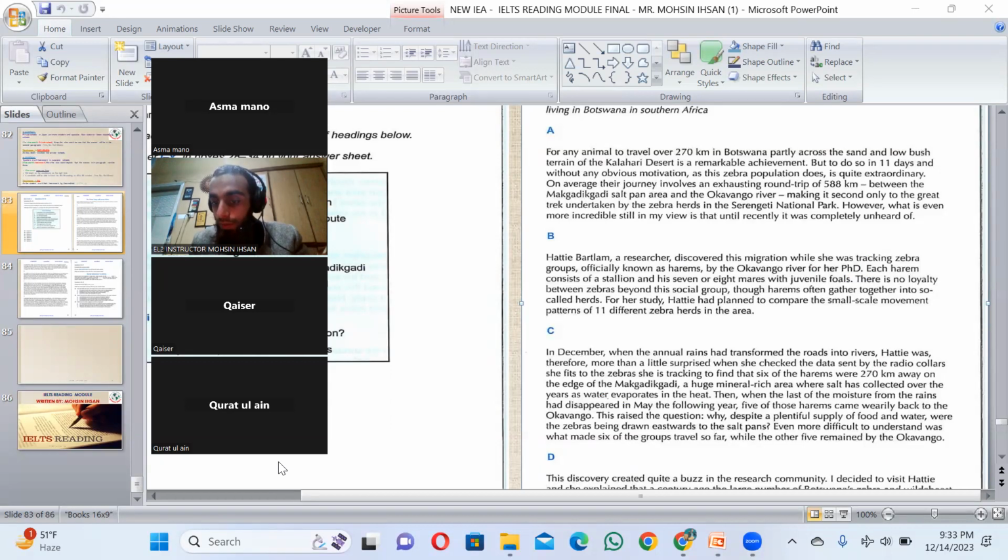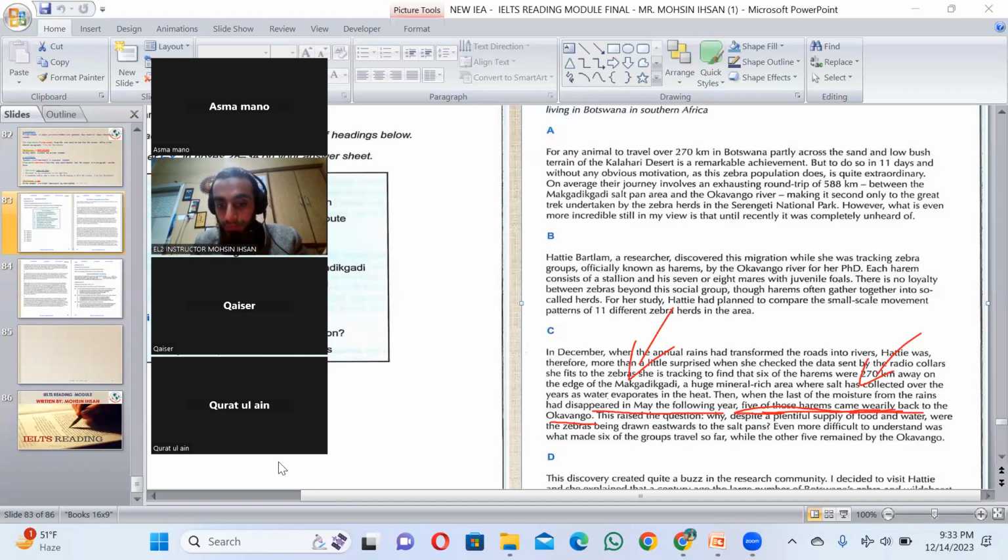Then, when the last of the moisture from the rains has disappeared in May the following year, five of those harems came wearily back to the Okavango. Now the information is a little bit distinguished, a little bit disgusted, right? Not clear. Now what kind of title are you going to give it? The information is not clear. Sometimes it also happens.